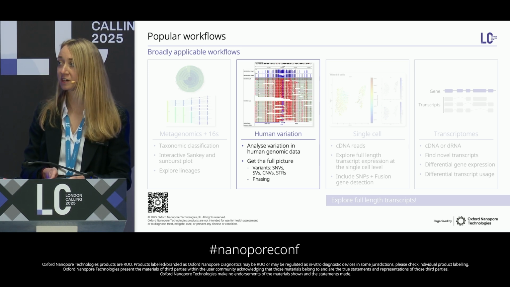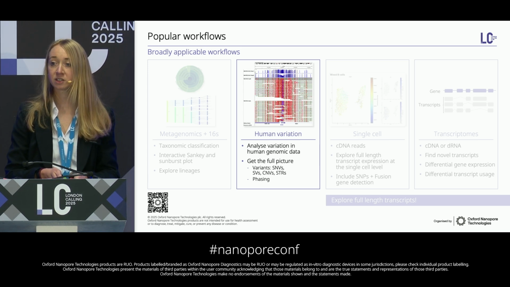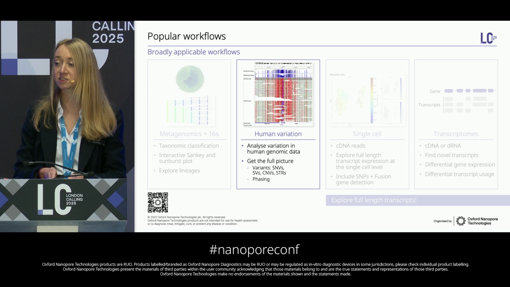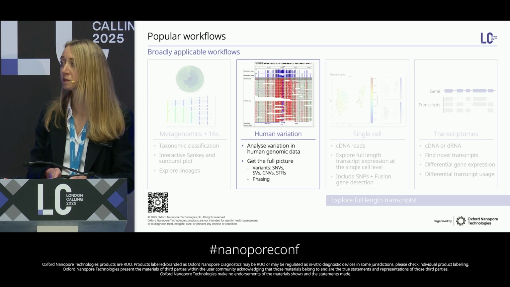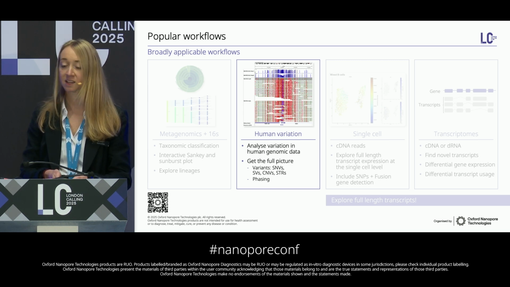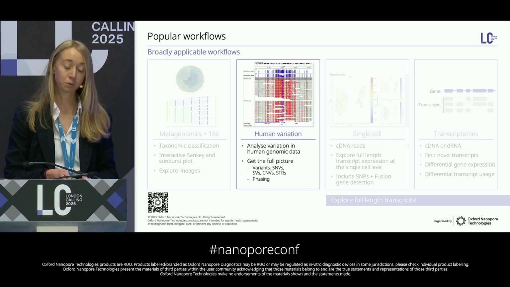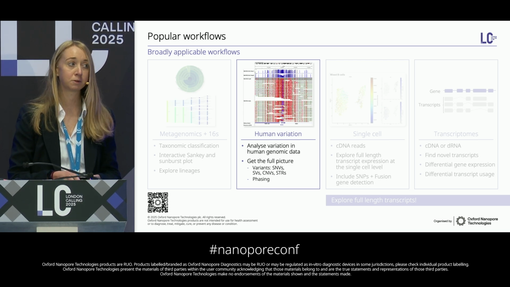Then we have the human variation workflow, which can be used for looking at germline variants, including small nucleotide variants, structural variants, copy number variation, and short tandem repeats. This workflow outputs a nice variant report for each variant type, and will also do phasing, so it will output some haplotag BAMs.